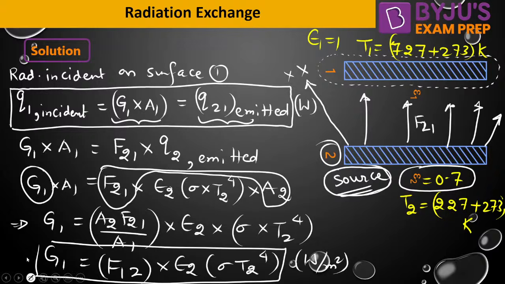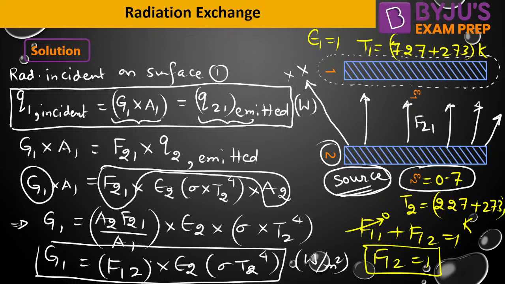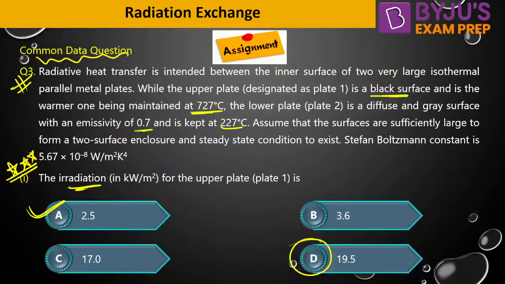What is the value of F1 to 2? As it is a two surface enclosure, F1 to 1 plus F1 to 2 is equal to 1. F1 to 1 will be 0, so F1 to 2 is equal to 1. Put the value of F1 to 2 as 1. Epsilon 2 is 0.7, sigma is 5.67 into 10 to the power minus 8, and T2 is taken as 227 plus 273. Then you will get option A as the correct answer.